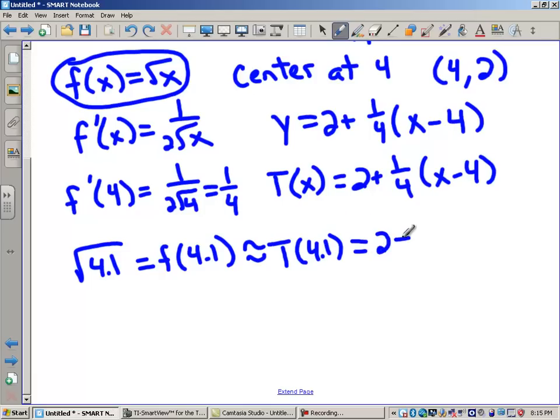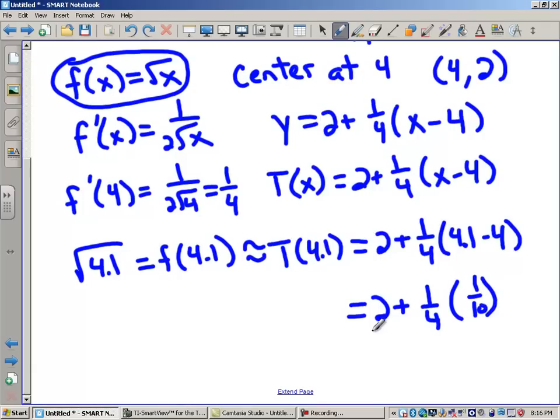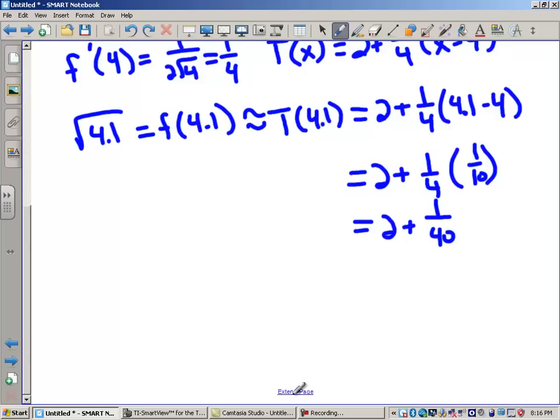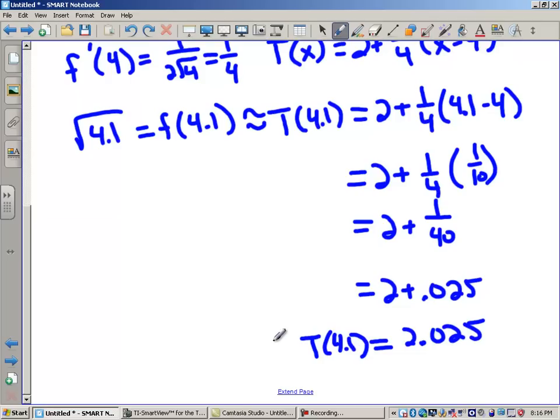Well, why would I want to do this? Take a look at this. These calculations you could have done in, I don't know, 4th, 5th grade. Plug 4.1 into a y equals mx plus b form, and you just have a little bit of fraction work to do. So we do 2 plus 1/4. 4.1 minus 4 is 0.1, sorry, I'm going to call that 1/10. Now that is 2 plus a 40th. Now 1/4 is 0.25, so 1/40th is 0.025. So my tangent line would have a value of 2.025. That's my tangent line at 4.1. And what I'm saying is that that's approximately equal to the square root of 4.1.